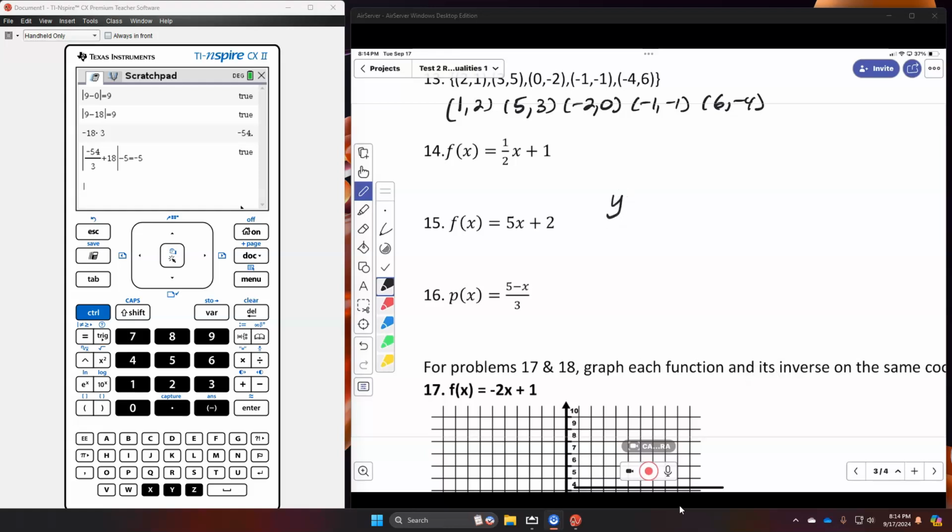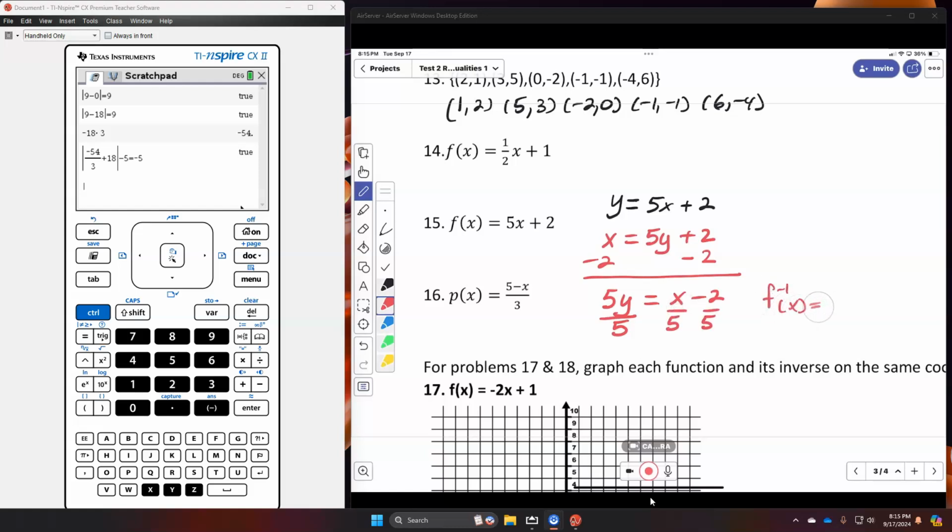Okay, 15, we're going to have to find the inverse. So we have y equals 5x plus 2. To find the inverse, we got to switch. We have x equals 5y plus 2. And in order for us to find the inverse, we have to solve for y. So we subtract 2 from both sides. So we have 5y equals x minus 2. And then the last step is to divide by 5. So the inverse of f will be x over 5 minus 2 over 5. And that's for number 15.